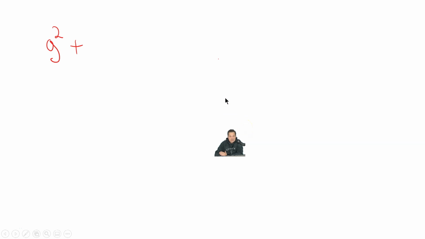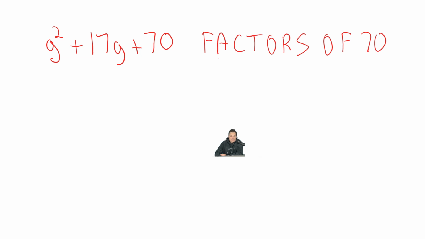So imagine I have g squared plus 17g plus 70. It may not be so obvious anymore, and necessarily in every case, especially when the coefficients and the constant there are bigger. So then what you may want to do is simply look at the factors of that number, the 70. The numbers that you multiply to get 70. Okay, different combinations of those.